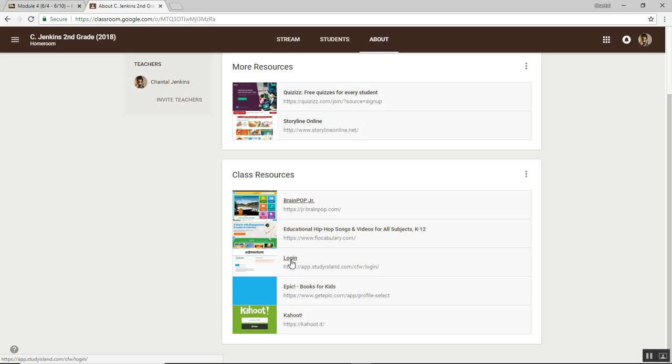Next is Study Island. With Study Island, I assign certain assignments to my students to reinforce skills that I've taught, or to assign quizzes to them, and these are for a grade. Usually if I push out an assignment through Study Island, I'm giving it for a grade.